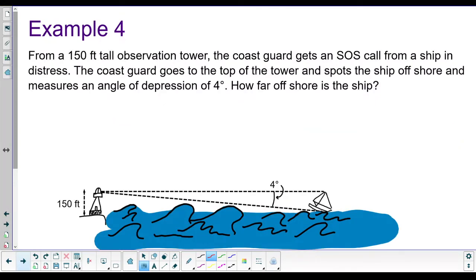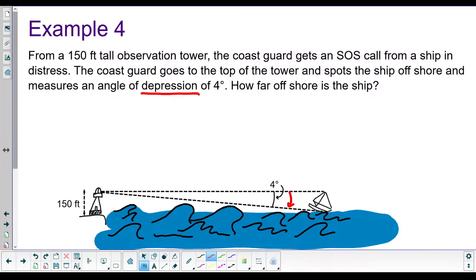Last one. From a 100-foot tall observation tower, the Coast Guard gets an SOS call from a ship in distress. The Coast Guard goes to the top of the tower and spots the ship offshore and measures the angle of depression of 4 degrees. How far offshore is the ship? So angle of depression means if you look straight horizontal and you measure how far down you're looking, it's that. It's not like the slippery slope that leads to you crying yourself to sleep. It's not that angle of depression. It's a different one. Okay?